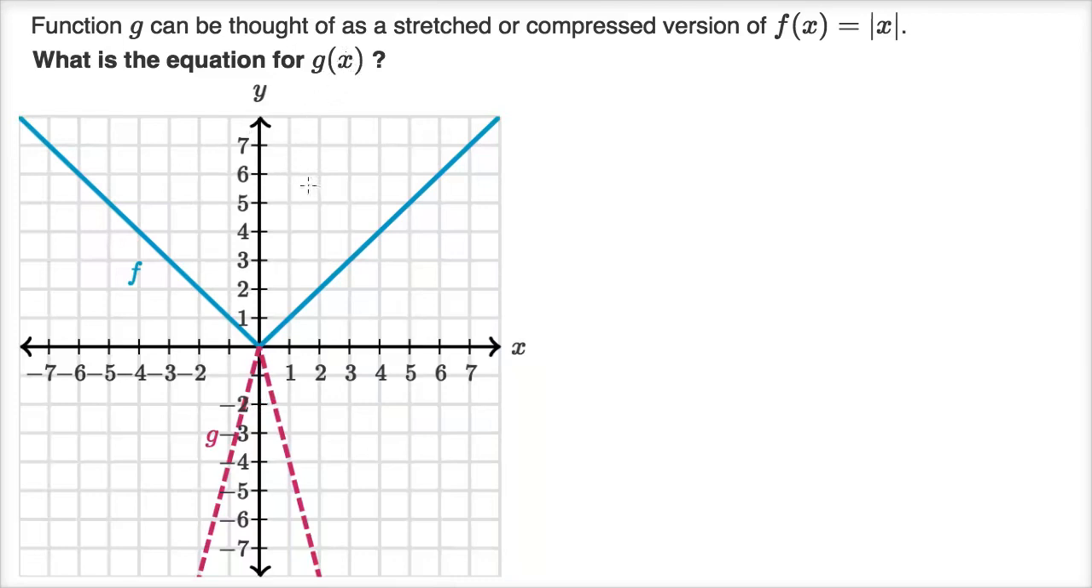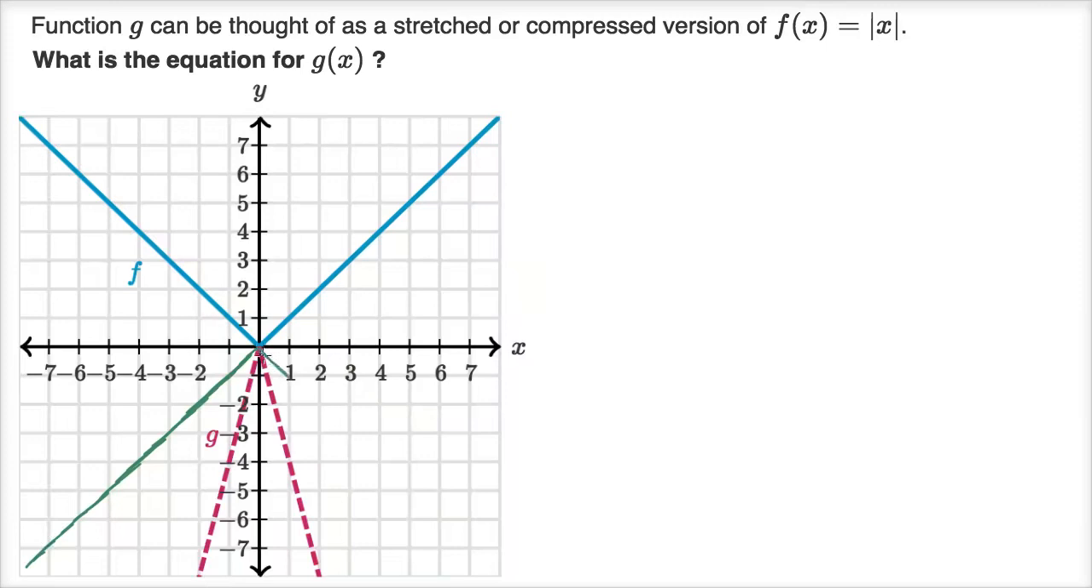So there's a couple of ways we could do it. We could first try to flip f of x and then try to stretch or compress it, or we could stretch or compress it first and then try to flip it. Well, let's flip it first. So let's say that we have a function that looks like this. It's just exactly what f of x is, but flipped over the x-axis.